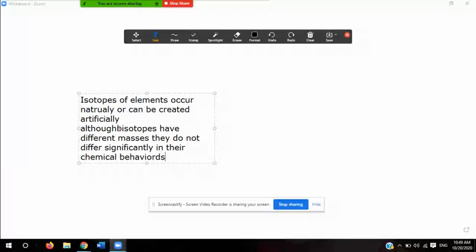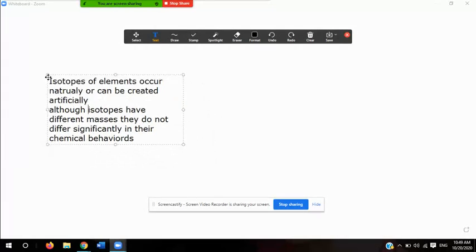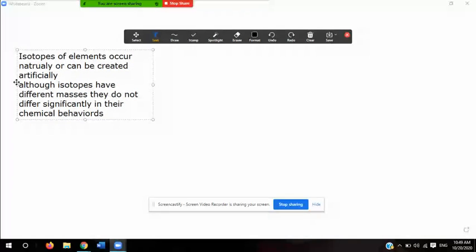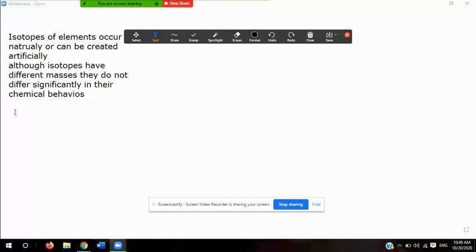Isotopes of elements occur naturally or can be created artificially. That's good to know. And also, although isotopes have different masses, they do not differ significantly in their chemical behaviors. That means that their masses will be different, but their properties aren't necessarily going to be affected. And the reason is because remember that what establishes chemical properties is mainly the number of protons. So we are going to see isotopes more abundantly than we would.